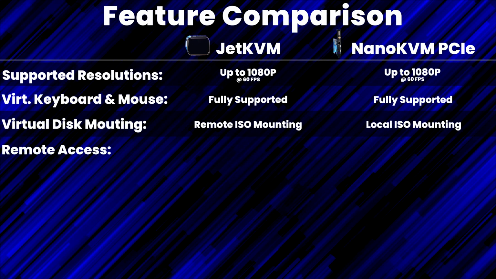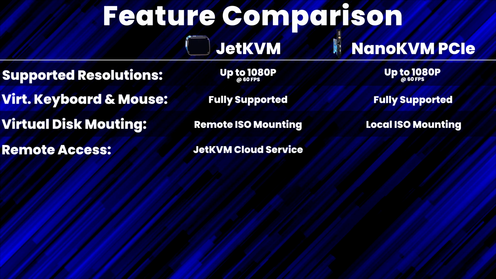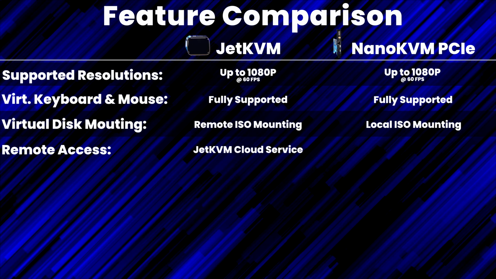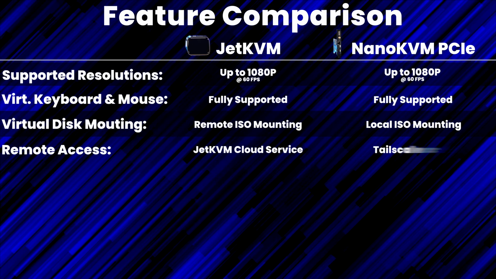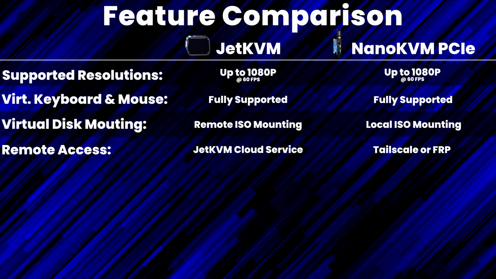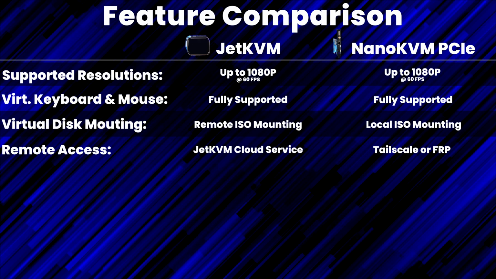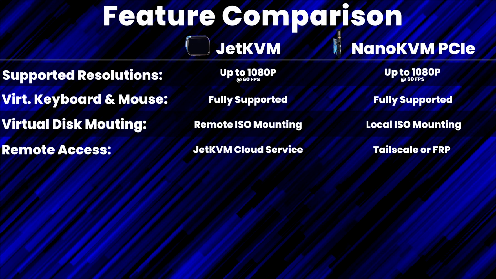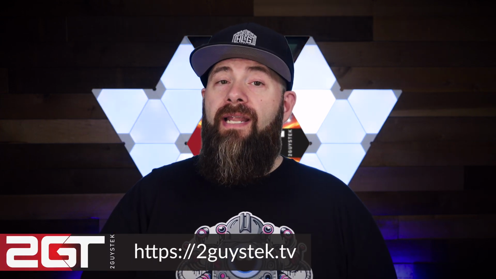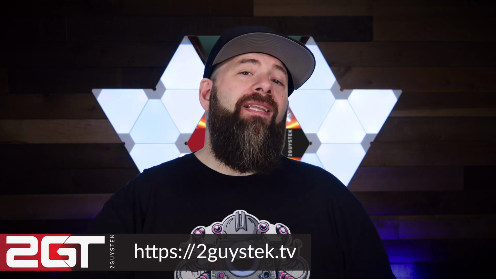For remote off-LAN connectivity, the JetKVM offers free remote access via their JetKVM cloud functionality. The NanoKVM PCIe offers remote access via a pre-installed Tailscale client or fast reverse proxy, which is also available. Again, for the most part, KVM feature-wise, they're essentially equal. However, the local storage for ISOs on the NanoKVM PCIe is a really nice feature over the remote streaming on the JetKVM. So let's talk about price.